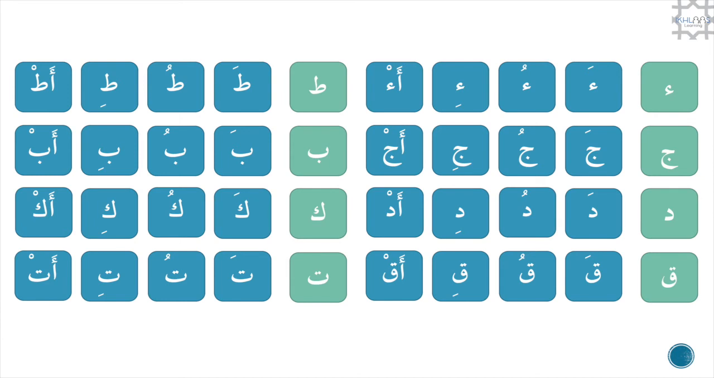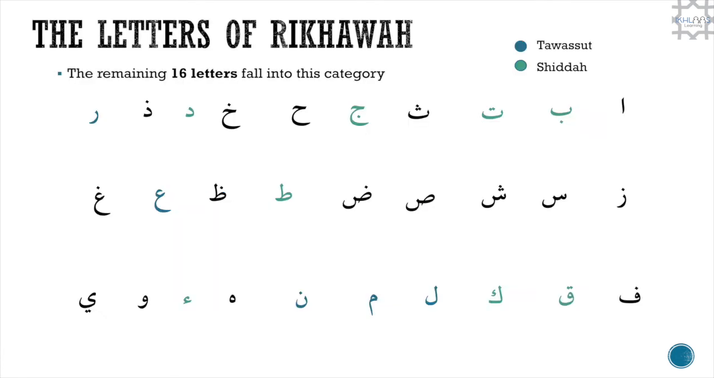And as you can hear from the letter Kaf and the letter Ta, there is no sound flow, but for the letters to be released with the sukoon, there has to be the airflow, the hums. Ak, At. The remaining 16 letters fall into the category of RIKHAWAH.